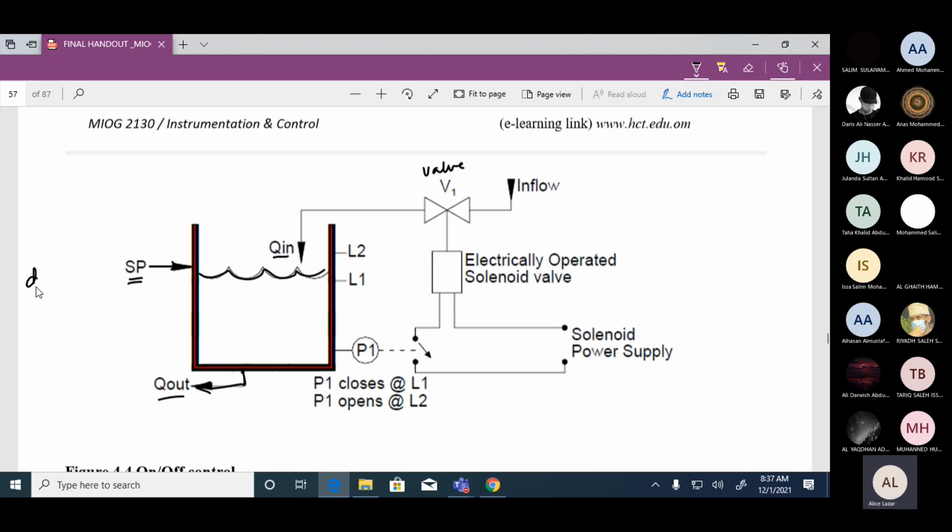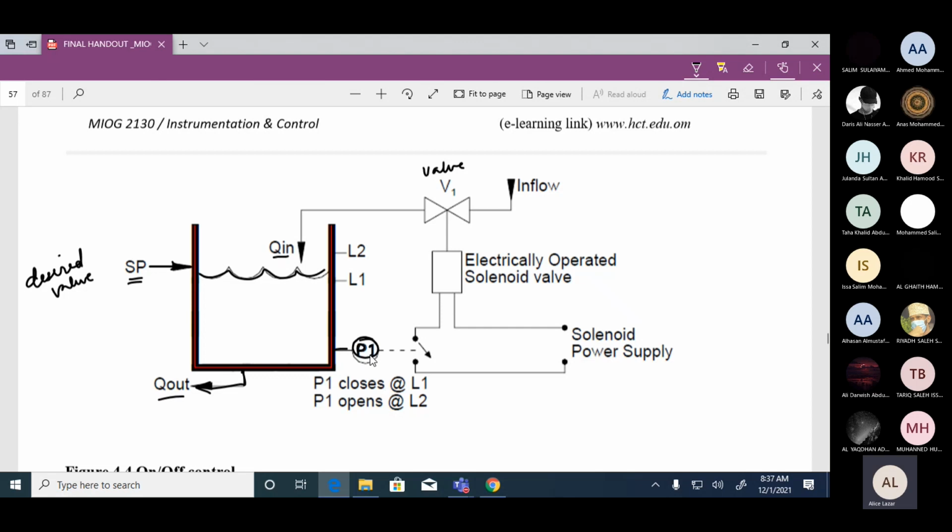What is the meaning of set point? It is the desired value. So in this case, it will be the desired value of the level. Okay. Now, we need to measure, because this is a feedback control system. So every time the level has to be measured. So here is your level sensor.